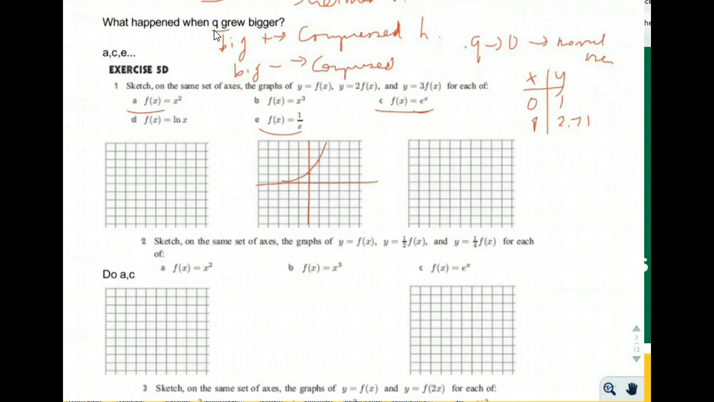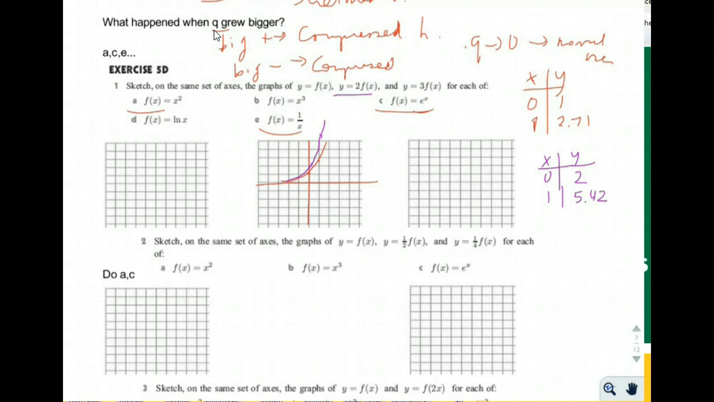Now, what if we did y equals 2f of x, what happens? In this case, if we put in 0, instead of getting 1 out, we'll get 2 out, right? Because the 1 would be multiplied by 2. And when we put 1 in, instead of getting e out, we'll get 2 times e, which is about 5.42. So if we were going to graph that, this point would be at 2, this point would be at 5.42. It would look kind of like that.